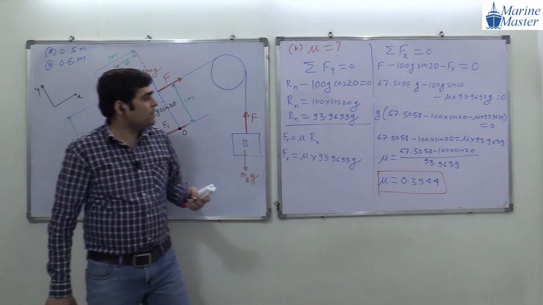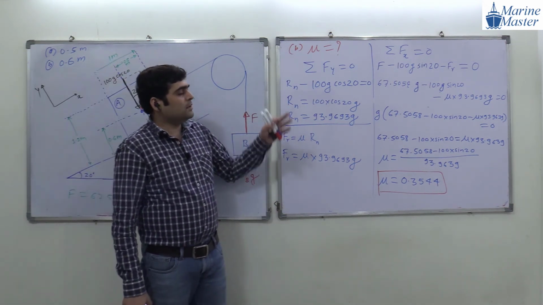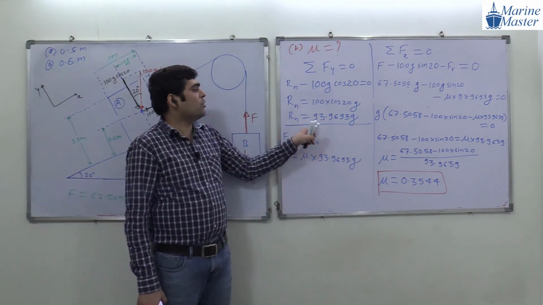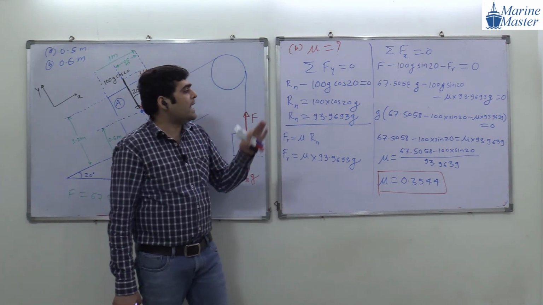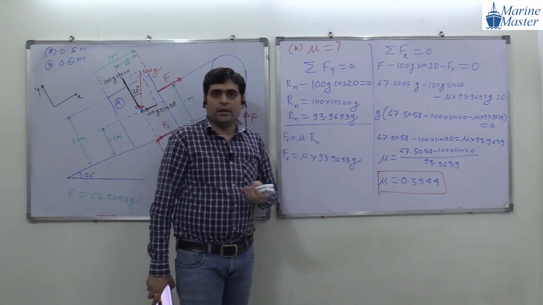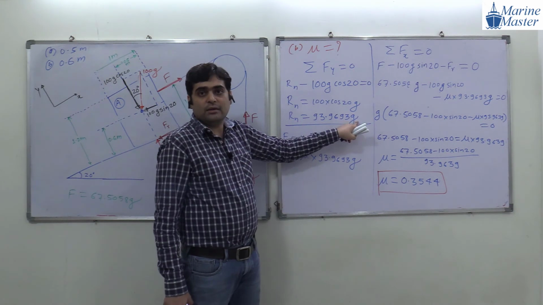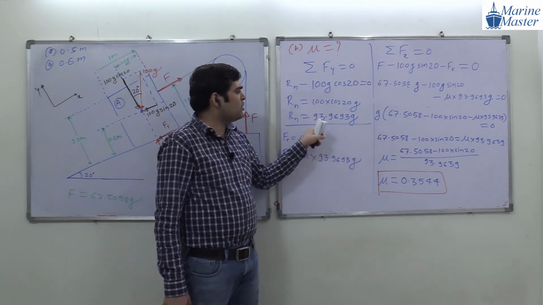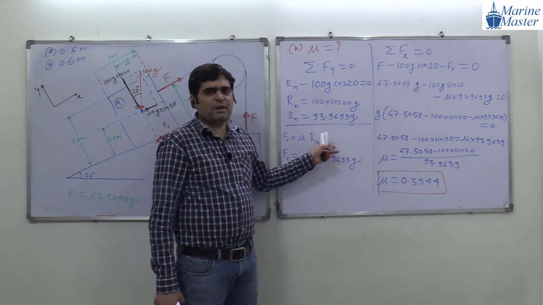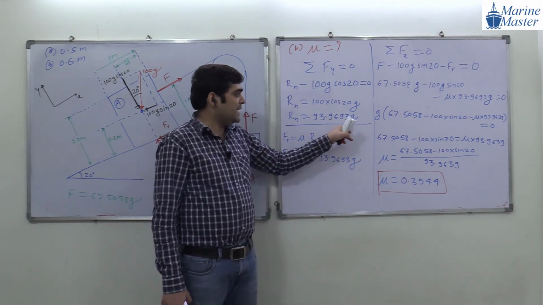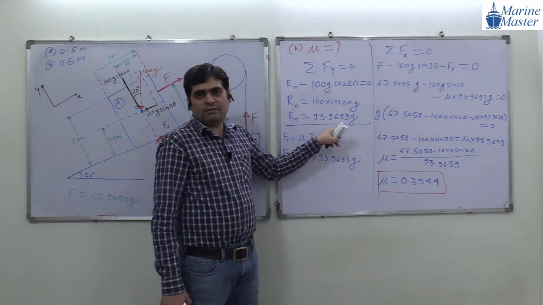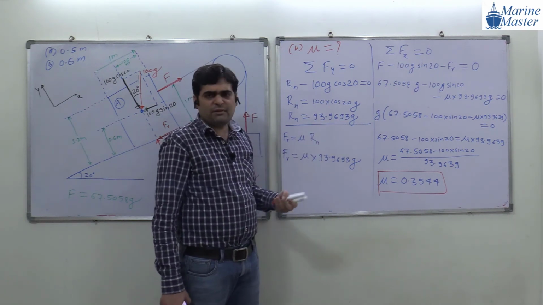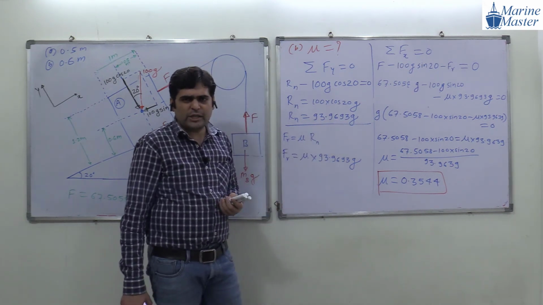Here, see, what is your doubt? Why have I not written units here? Because we got it in terms of G. Basically it is in Newton, but we got it in terms of G. So that's why we have not written unit here. Here we got it in terms of G, so no need to write unit here.